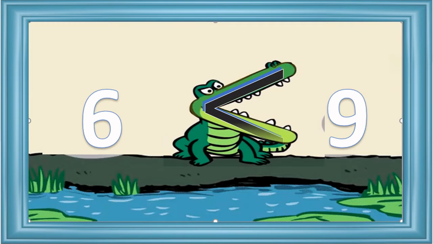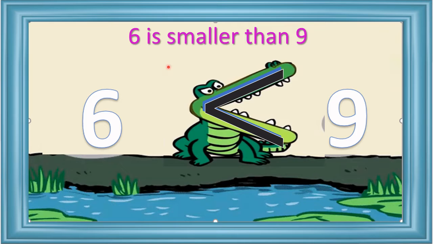See dear children, this is our symbol for smaller than, because 6 is the first number, correct? 6 is the first number and 9 is the second number. The closed side of this symbol shows 6 and the open side shows 9. So we can write like this: 6 is smaller than 9. Okay, first number is smaller than second number. Got this children? So this symbol we use for smaller than.